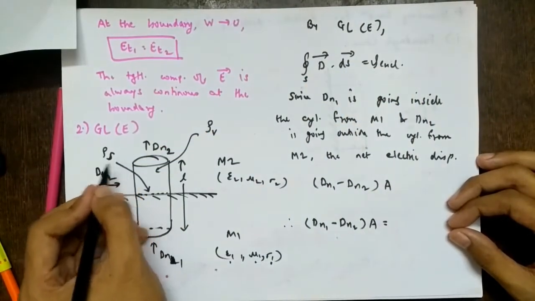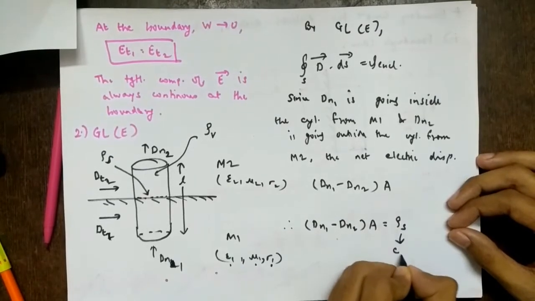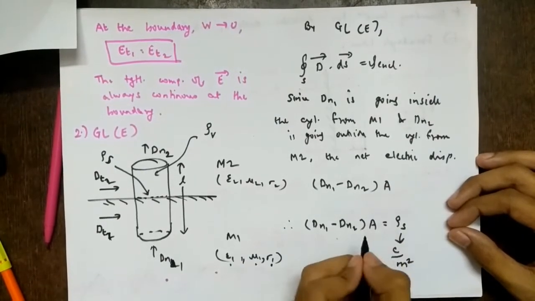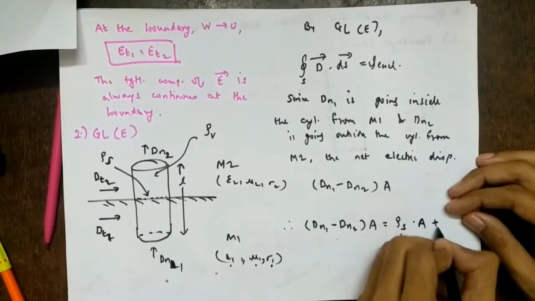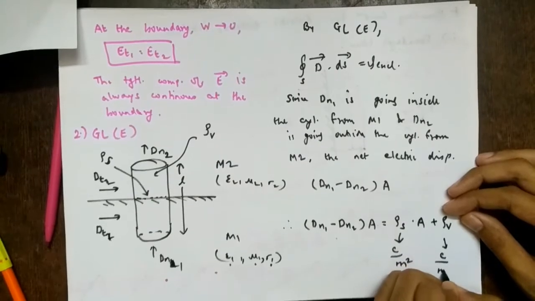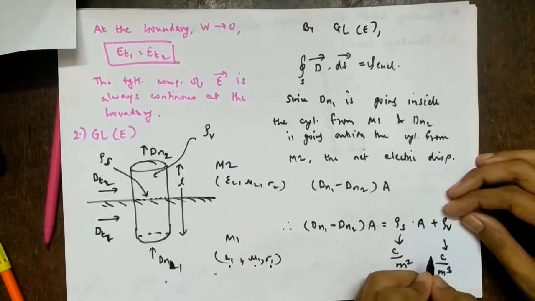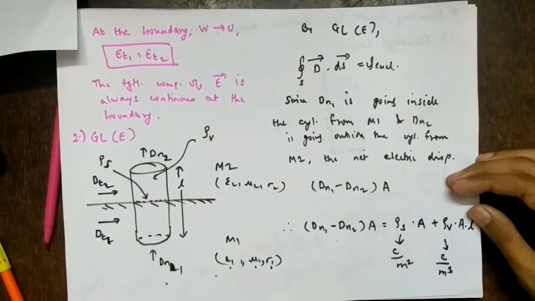So what is the charge enclosed? I can say rho s. What is the unit for rho s? Coulombs per meter square, into meter square, which is area A or S as we said, and then plus volume charge. What is the unit for volume charge? Coulombs per meter cube, so we should multiply by the volume. Volume is area into height, so A into L.